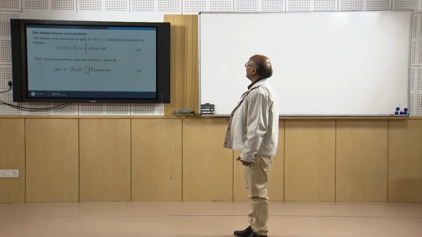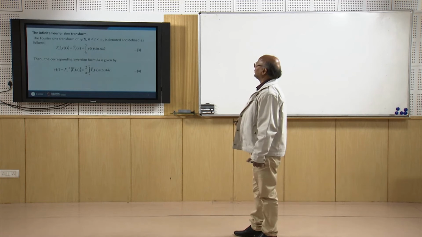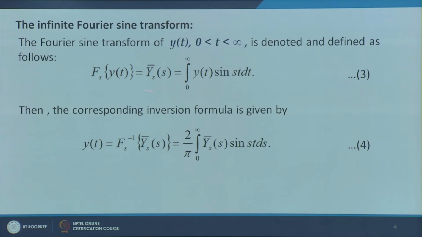Now we next define the infinite Fourier sine transform. The Fourier sine transform of ψ(t), where t varies from 0 to infinity, is denoted and defined as follows. Fs denotes sine transform. So the Fourier sine transform of ψ(t) is ψ s bar(s), which is defined as integral 0 to infinity ψ(t) sine s t dt. The corresponding inversion formula is given by ψ(t) = Fs inverse[ψ s bar(s)] = 2 over π integral 0 to infinity ψ s bar(s) sine s t ds.